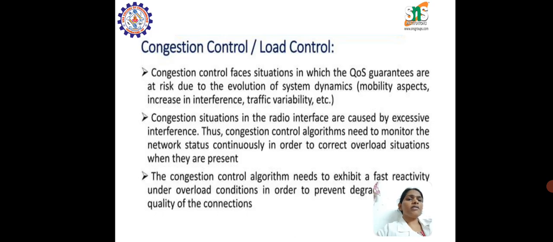And next is congestion control. Congestion control faces a situation in which the quality of service guarantees are at risk due to the evolution of system dynamics, mobility aspects, and increase in interference and traffic variability. A congestion situation in the radio receiver can be caused by excessive interference. Thus, the congestion algorithm needs to monitor the network status continuously in order to correct the overload situation that is present. Moreover, the congestion control algorithm needs to exhibit faster reactivity under overload conditions in order to prevent degradation of the quality of the connection.